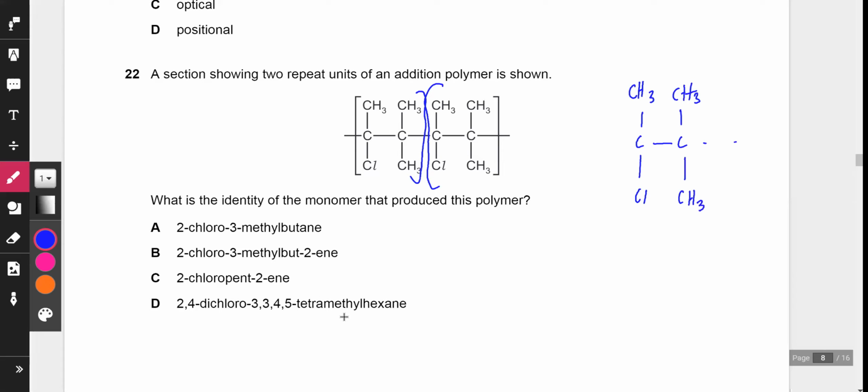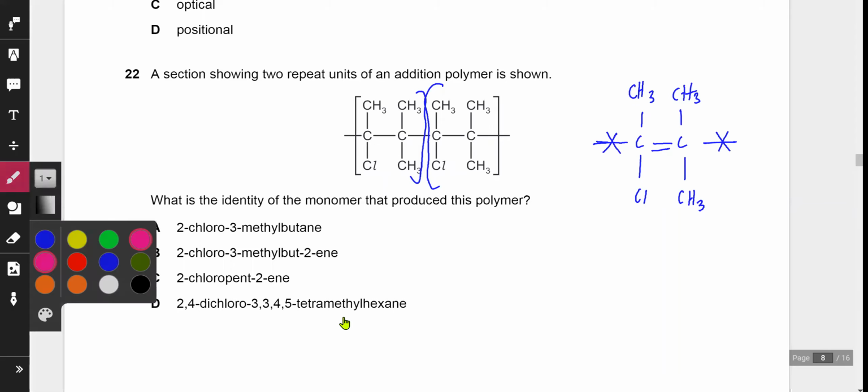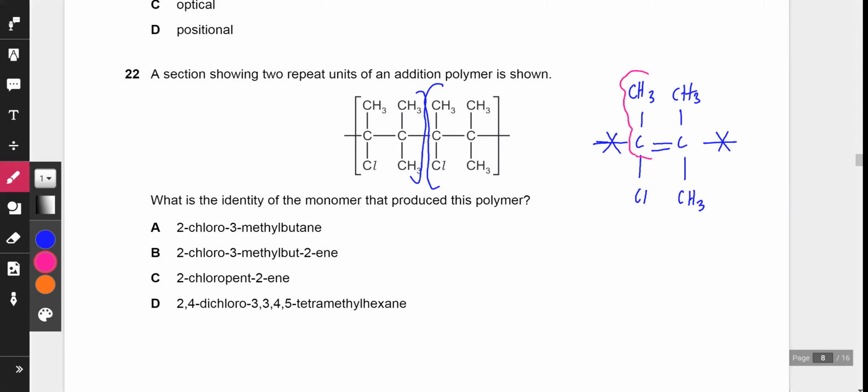There were continuation bonds on both sides. What you can do is simply get rid of the continuation bonds and put a double bond back inside. So that's your starting point. And now you have to name this. You have to give the name of this monomer. Figure out the longest chain. The longest chain is going to be this one. It's going to start here. It's a bent chain, so that's the longest chain. That's four carbon atoms, which means it's butane. Actually, there's a double bond, so that's butene.